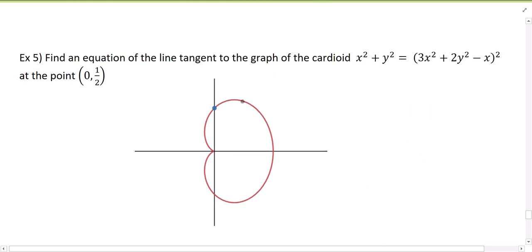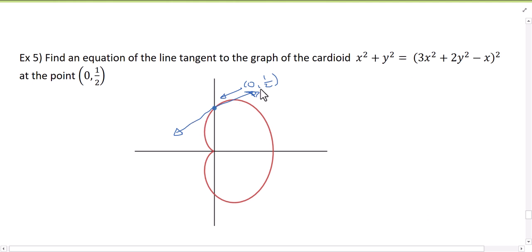So this is what a cardioid looks like, and this is our point (0, 1/2). We want to find the equation of the line tangent to the cardioid at this particular point. So pretend that that's tangent. And notice that this is a curve, right? No longer a function. To be a function, you have to pass the vertical line test. So this is definitely not a function, but we still want to be able to find these things, equations of tangent lines.